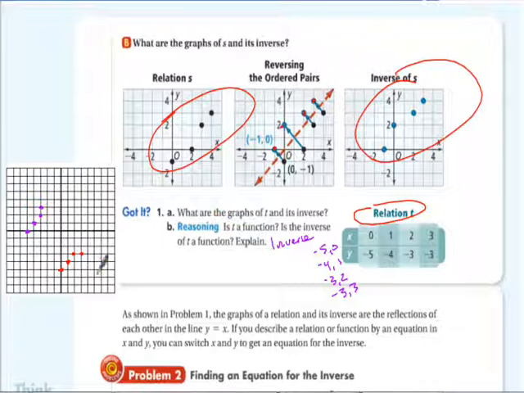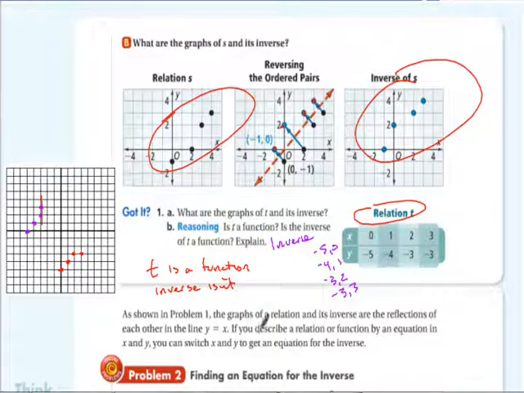Well, T is a function. Really simply, it passes the vertical line test. For every x, it has exactly one y, however you want to think of it. The inverse is not. Hopefully you can see, right here, it fails the vertical line test right away.